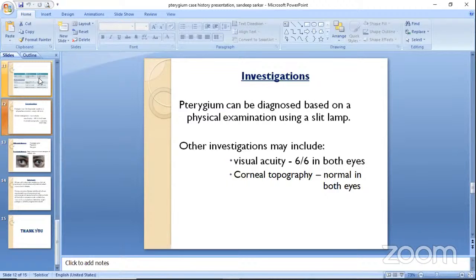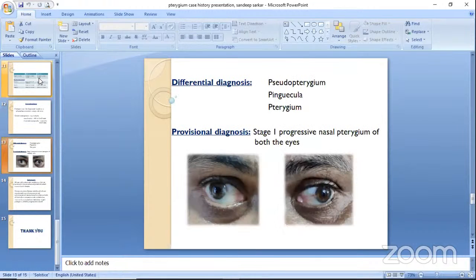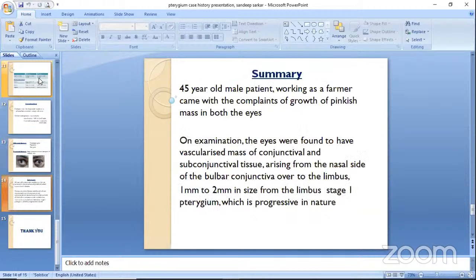Investigation: pterygium can be diagnosed based on the physical examination using a slit lamp. Other investigations may include visual acuity, which was normal in case of my patient, that is 6/6 for both the eyes. Corneal topography can also be done, which was normal in my patient also. The differential diagnoses are pseudopterygium, pinguecula, and pterygium. My provisional diagnosis is stage 1 progressive nasal pterygium of both the eyes.